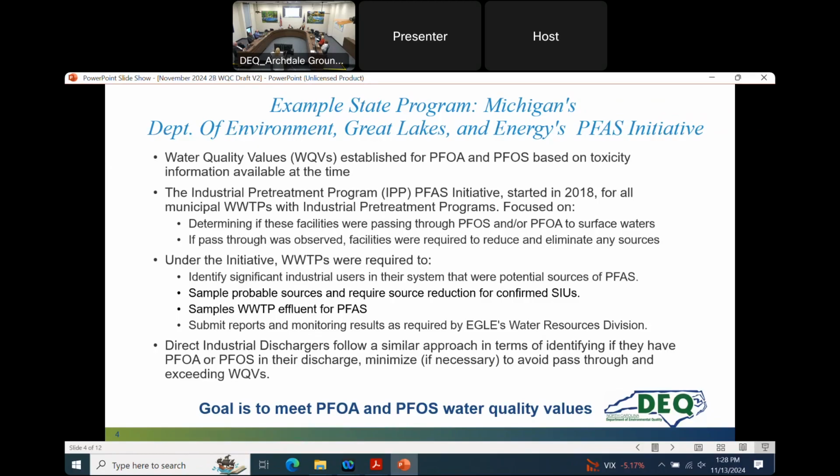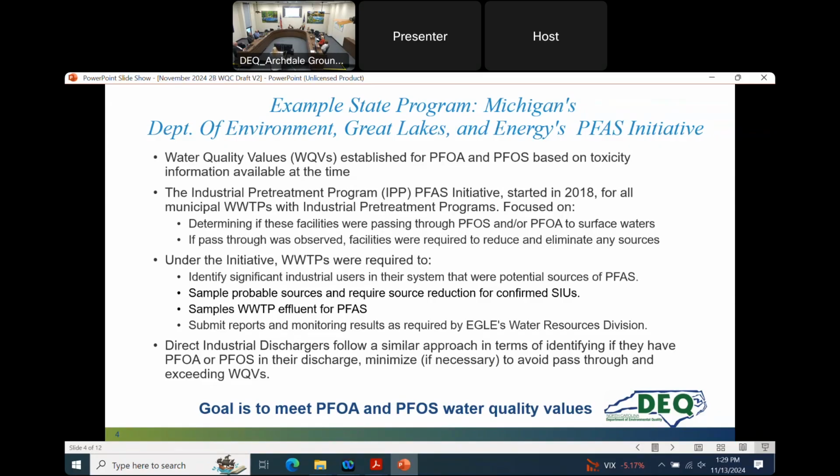So Michigan has what they call water quality value. It's equivalent to a water quality standard, but I'm going to use their term. So they established a water quality value for both PFOA and PFOS using toxicity information. I'll go into more detail on that in a bit. And they used the industrial pretreatment program in 2018, and they said for all municipal wastewater treatment plants with industrial pretreatment programs, you should focus on PFAS and PFOA and PFOS reductions.